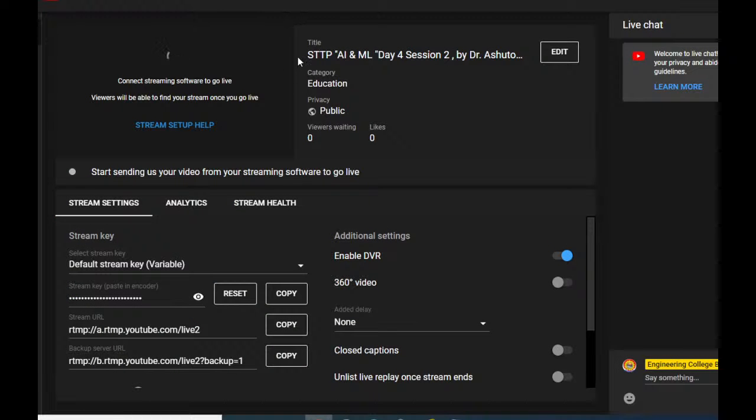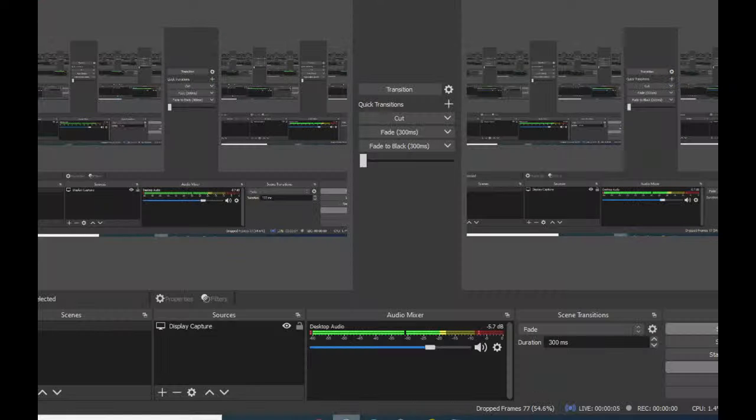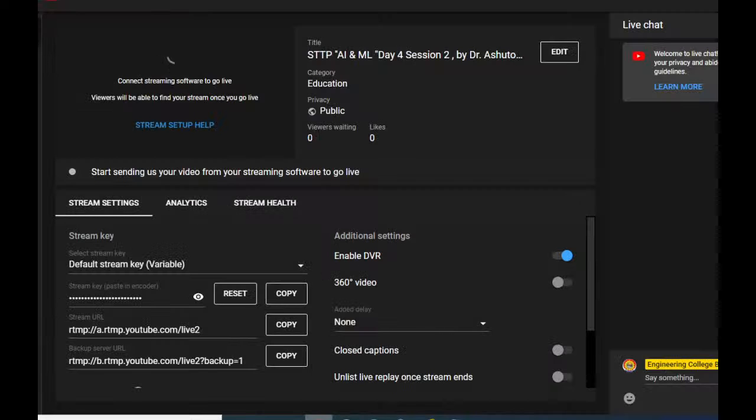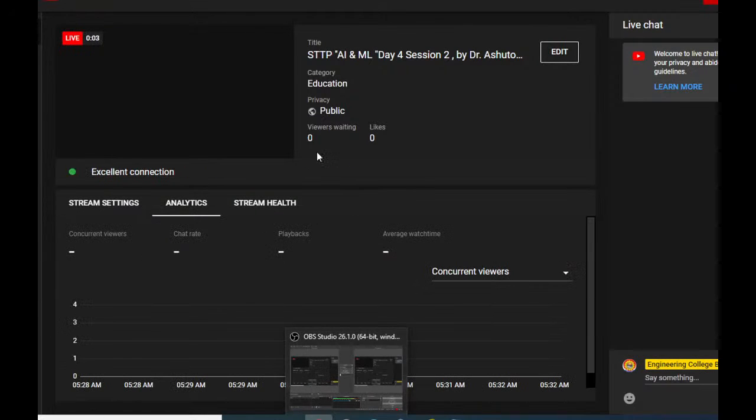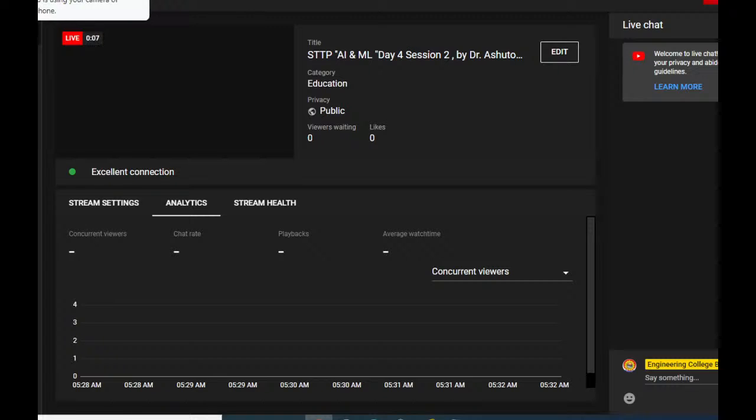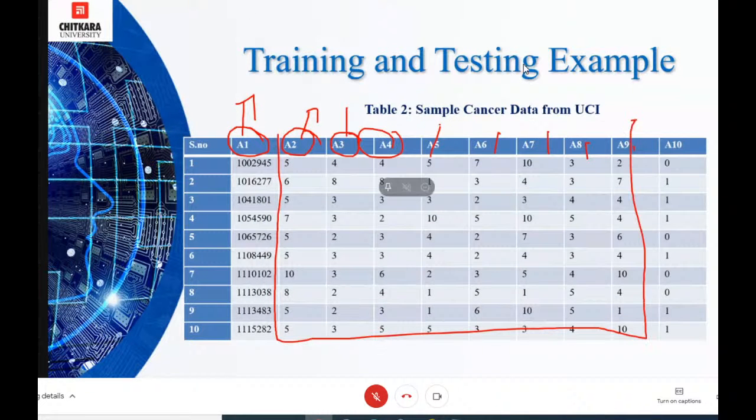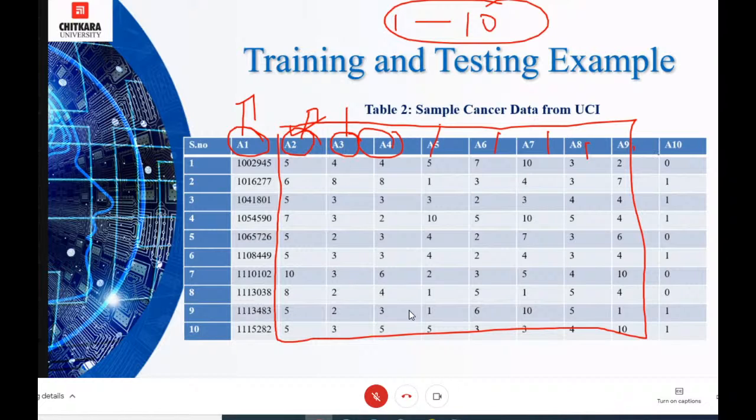A2 is the second attribute, A3 is the third attribute, A4 is the next attribute, A5, A6, A7, A8, A9. For the modeling purpose, we have only considered A2 to A9, because these are the attributes where we have already done the scaling of 1 to 10. So for modeling purpose, A2 to A9. A10 is the target value.